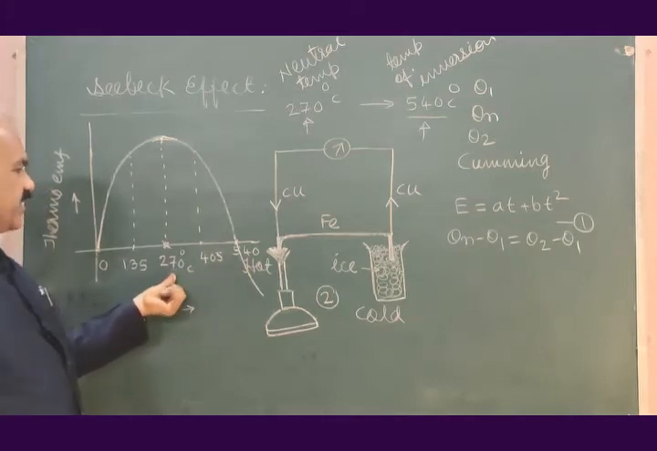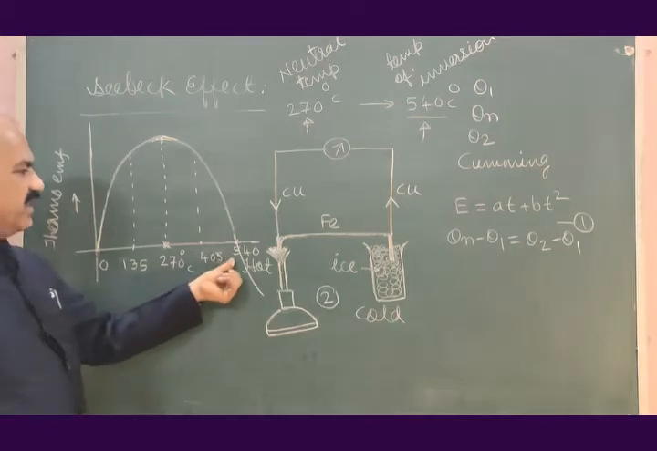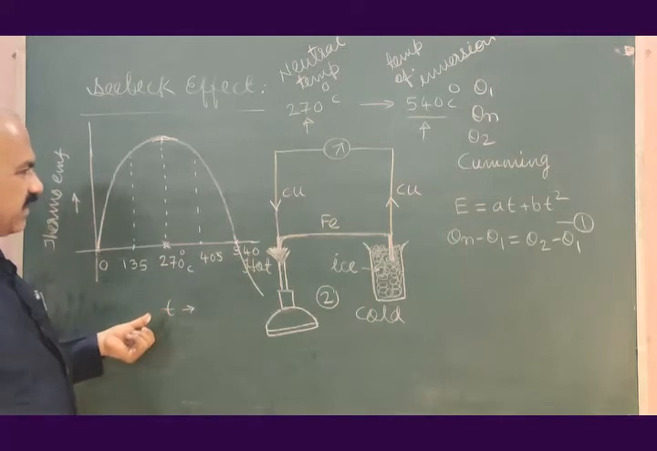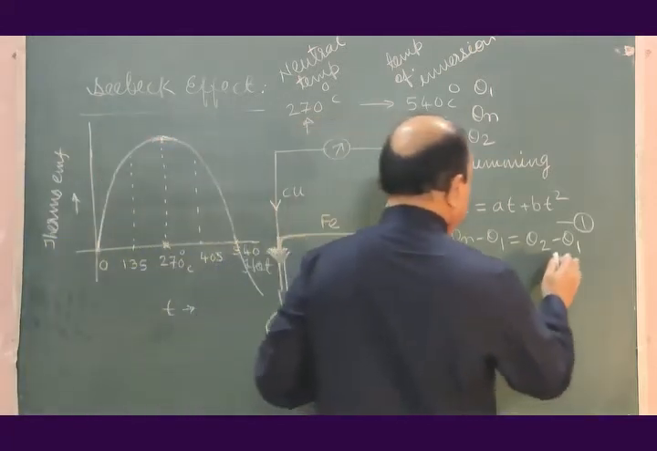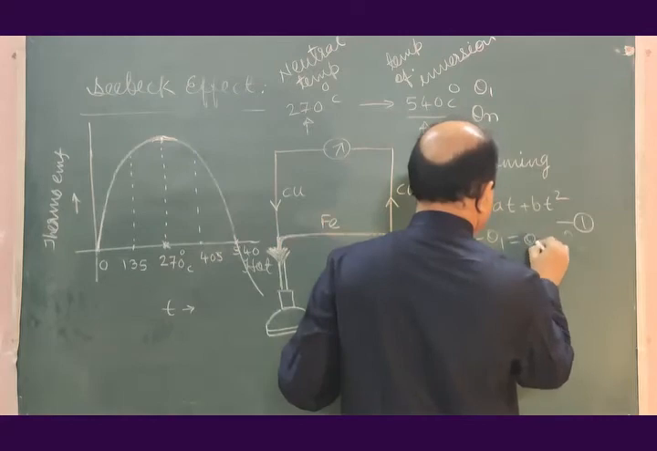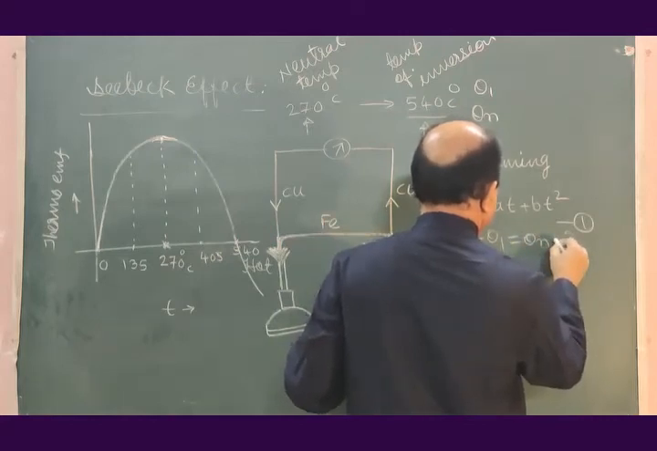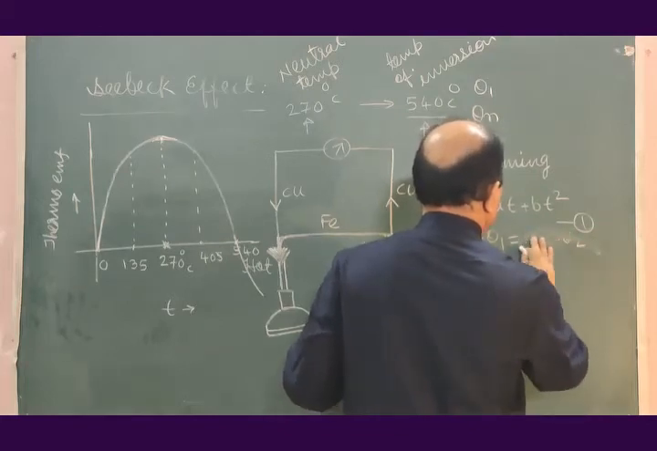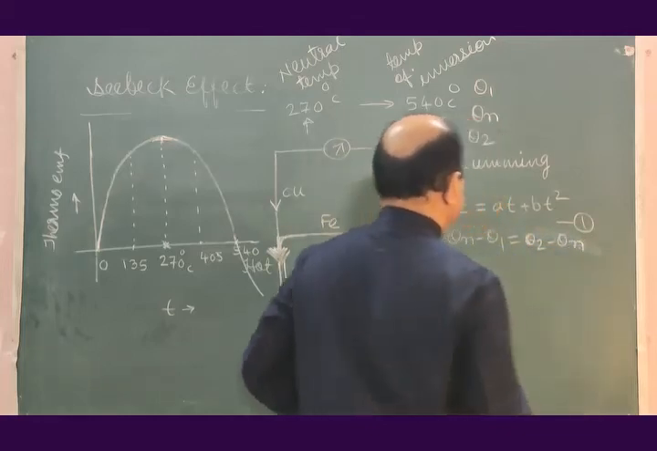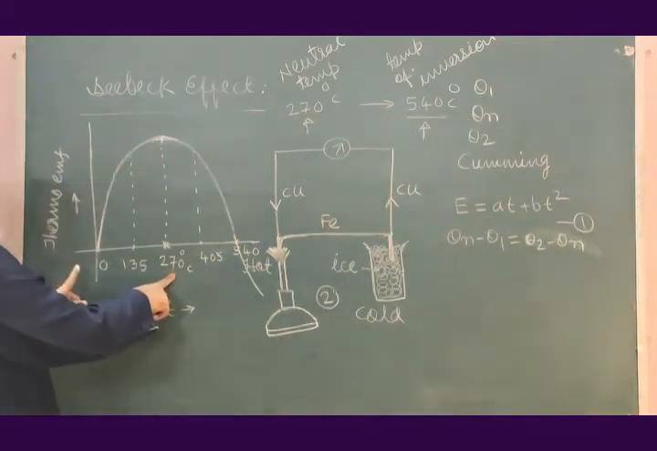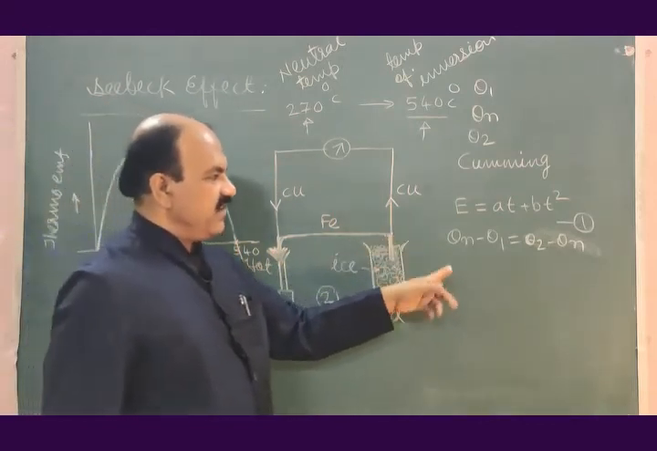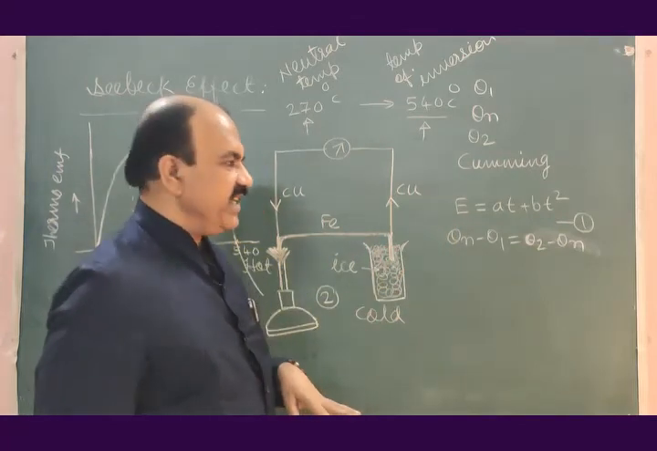If this is the neutral temperature, this is temperature theta 1, and this is temperature theta 2, then theta n minus theta 1 must be equal to theta 2 minus theta n.